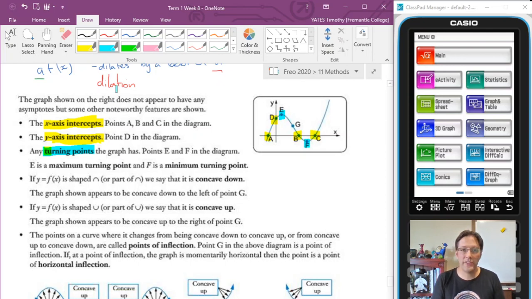And we have to define our turning points. E is called a maximum turning point because it's the highest value that it gets to, that's the maximum. And F is called a minimum turning point because it's the minimum that it's getting to. Got to be careful with what we think, because this isn't the minimum across the entire function. This is actually what we call a local minimum.